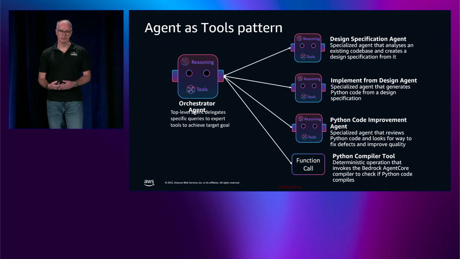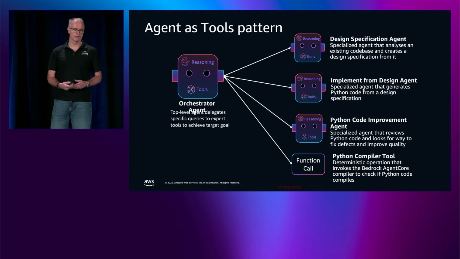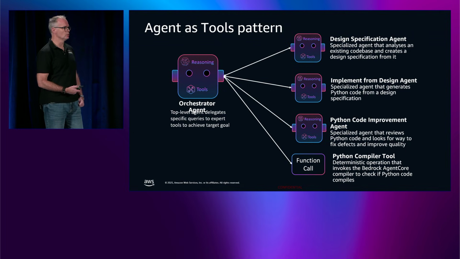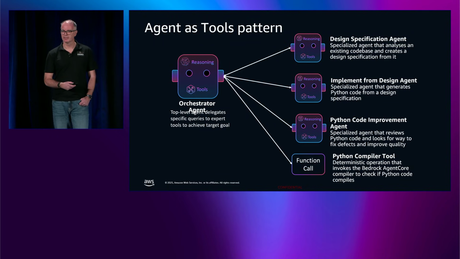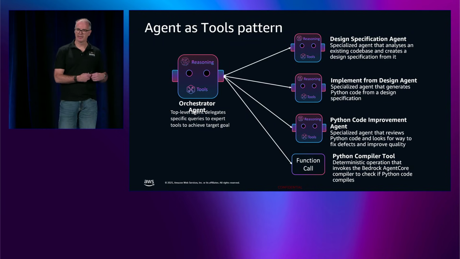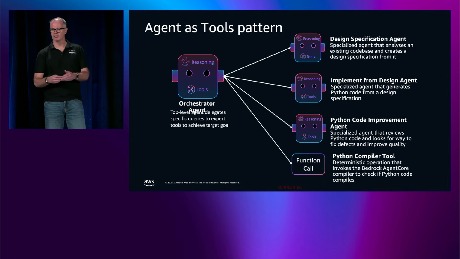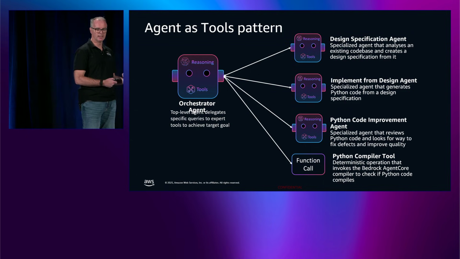So what we do here, again, we're following this multi-agent approach using something called an agent as tools pattern. And that is where we use one agent as an orchestrator agent, and that orchestrator agent then manages across a series of sub-agents, and it can use its own reasoning capability to know when it needs to call something.